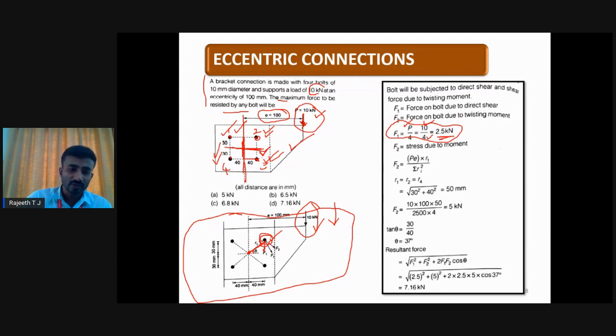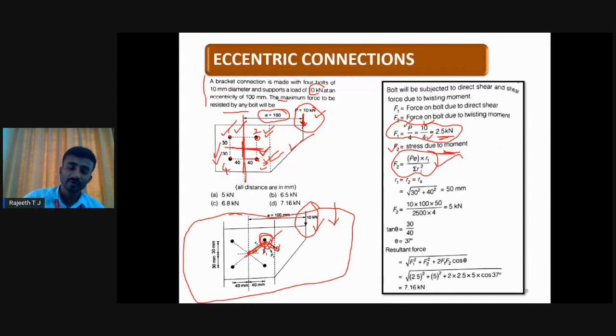Then if you go for F2, what is F2? F2 is the force which is going to act perpendicular to the radial line. What we drew earlier as the radial line R1, it will act perpendicularly. So this is the stress due to moment. For this, we calculate F2 using the formula P into E into R1 divided by sigma Ri square, where P is the external load 10 kilonewton, E is the eccentricity, 100 millimeter here, R1 is the radial distance we should calculate, and Ri square is the radial distances for all the bolts.